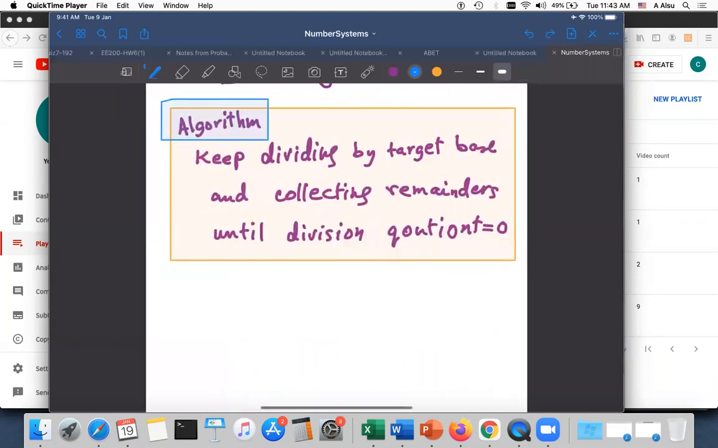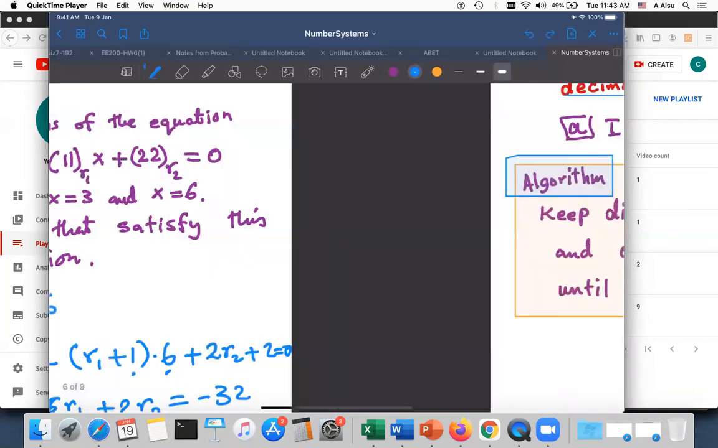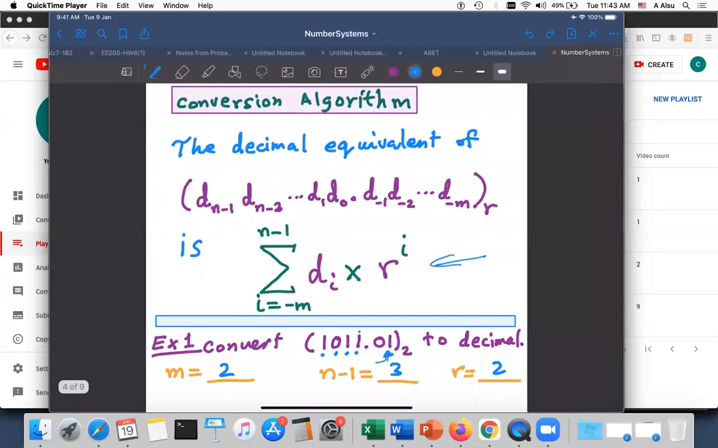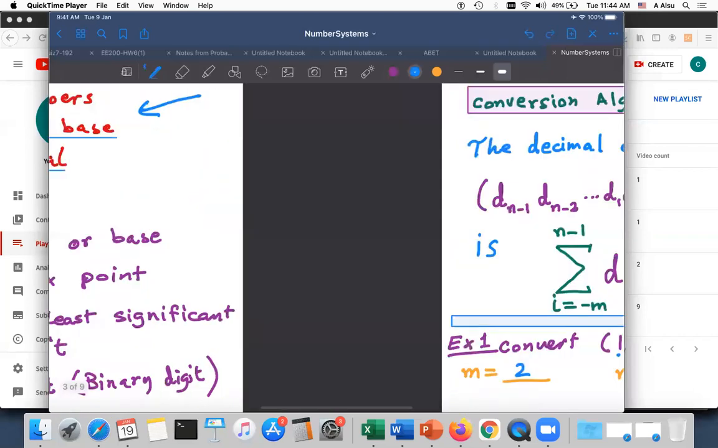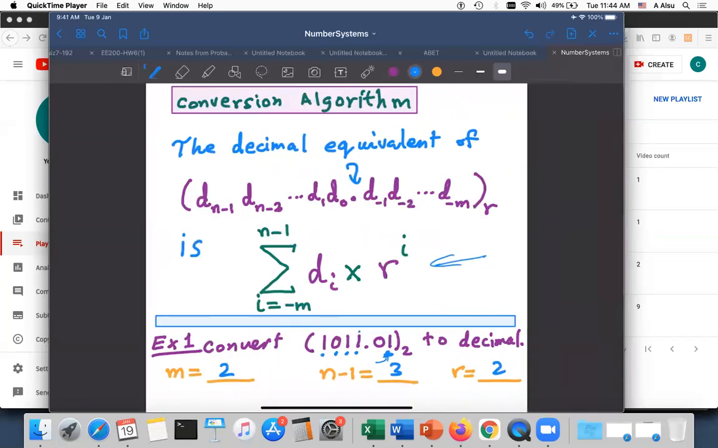So now let me summarize what we have done in this class. We discussed how to convert numbers from any base to decimal, including fractional and integers. This algorithm works for both. You don't have to differentiate between fractional and integer parts.